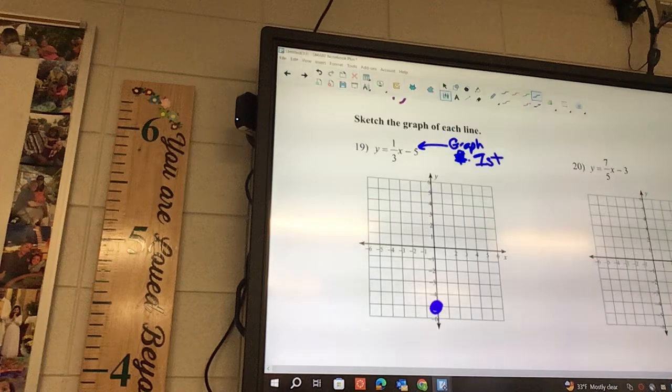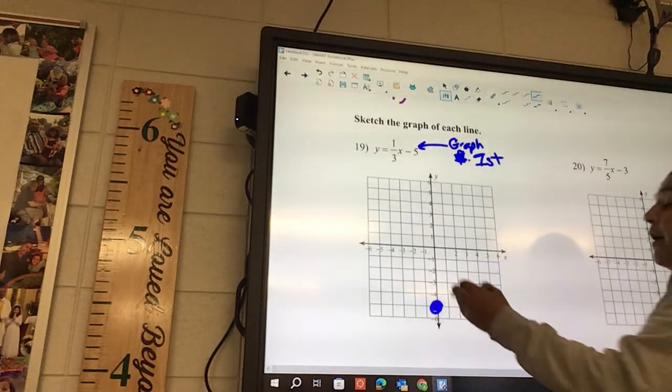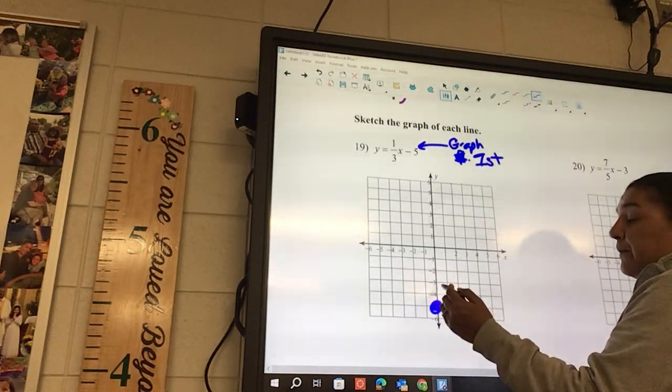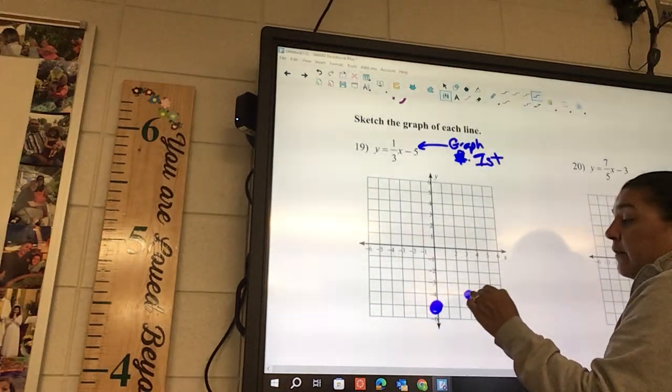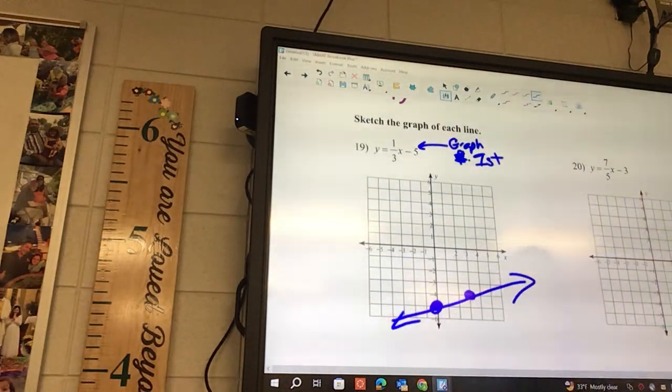Is it a positive or a negative line? Positive. So are we looking for option 1 or option 2? I need a positive line. Option 1. So I want my graph to be going, we're going to go up 1 and over 3, which way? To the right. If you need option 1 and option 2 on your paper, draw yourself a little picture. And if we remember, you go rise over run, etc.